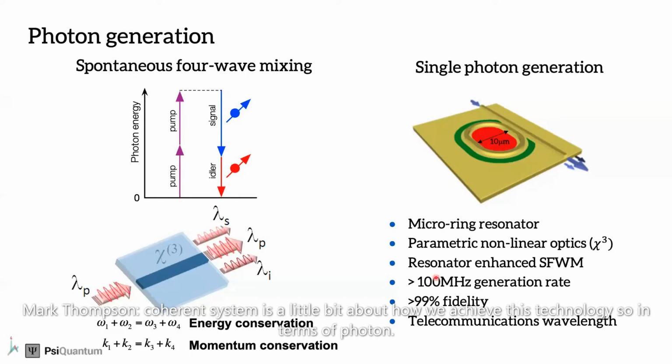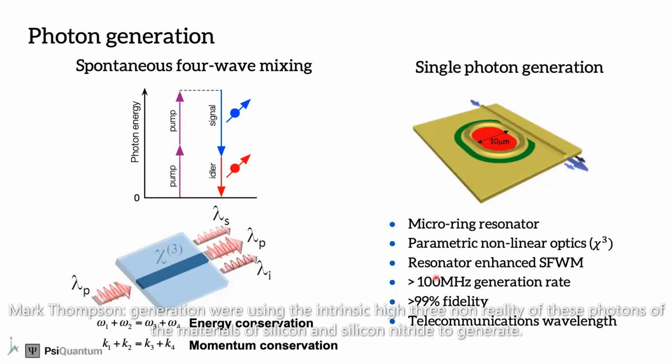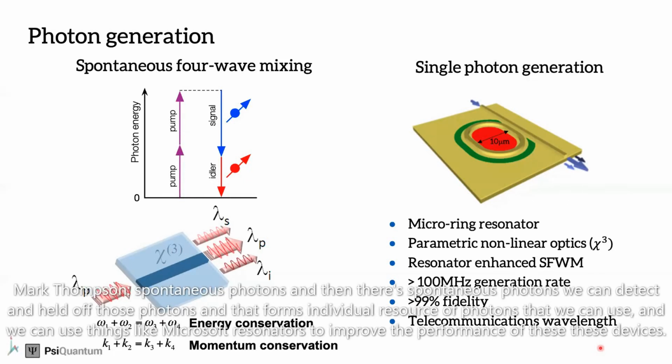So in terms of photon generation, we're using the intrinsic chi-3 nonlinearity of the materials, silicon and silicon nitride, to generate spontaneous photons. And then those spontaneous photons we can detect and herald off those photons, and that forms individual resource photons that we can use. And we can use things like microring resonators to improve the performance of these devices.